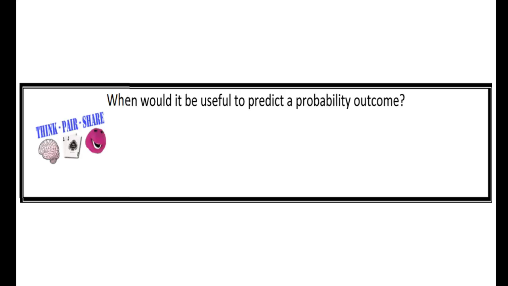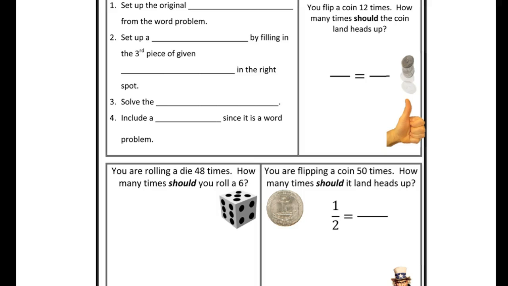Probability is the measure of how likely it is an outcome will come true. Brainstorm a couple situations where being able to know the probability can help you predict outcomes. In order to predict using probability, we need to use proportions. So step 1, set up the original probability from the word problem or the situation.